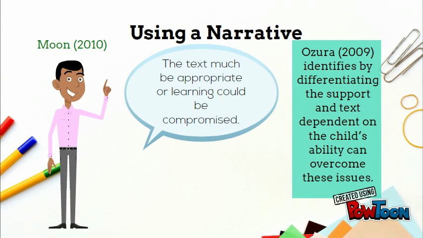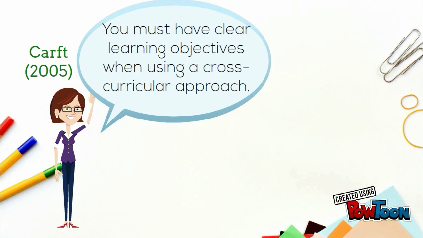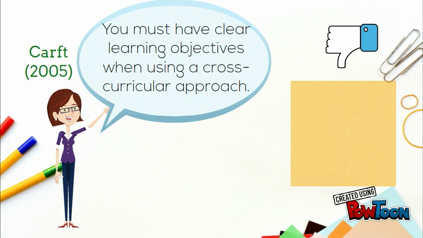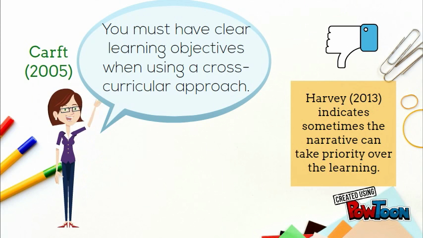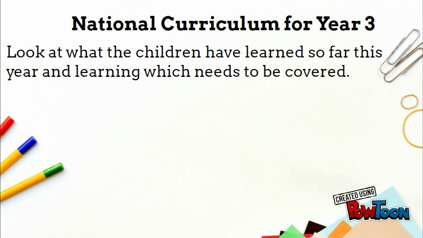To make creative approaches successfully, Craft understands it is key to have clear learning objectives taken from the national curriculum. Using a narrative can cause implications as it may be put before the learning. Hilton acknowledges by setting out clear learning outcomes, it limits the chance of learning being compromised and ensures children can make progression in each subject. Therefore, before choosing a narrative, it is important to look at the intended learning first.